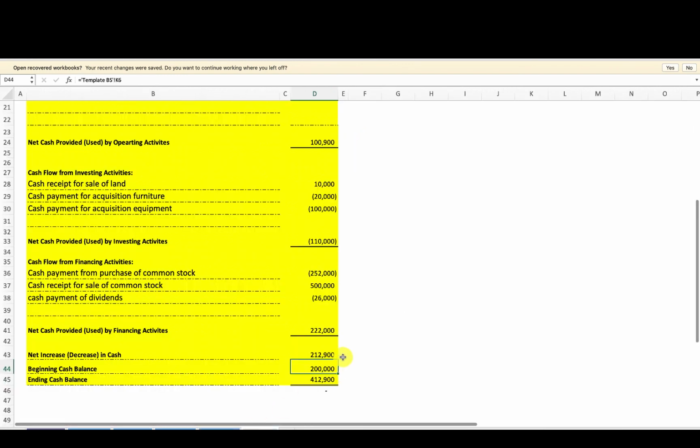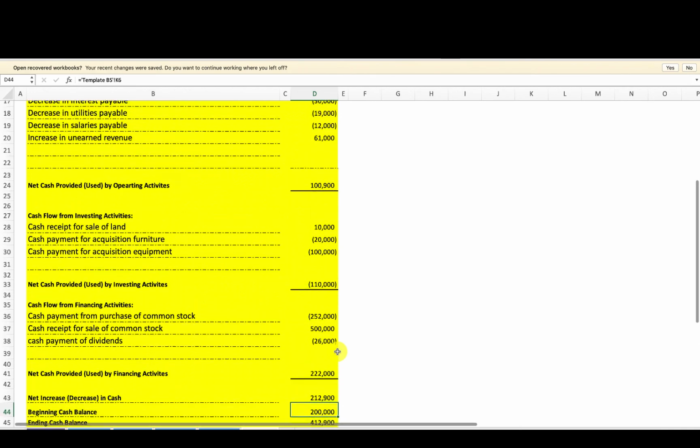So I put in here my beginning and my ending. I take the difference between these two. When I take 412,900 minus 200,000, I get 212,900. So the difference between beginning and end is 212,900, which should equal the net increase or decrease in cash. And it does. So that means my cash flow statement is correct, assuming I didn't make any math errors.